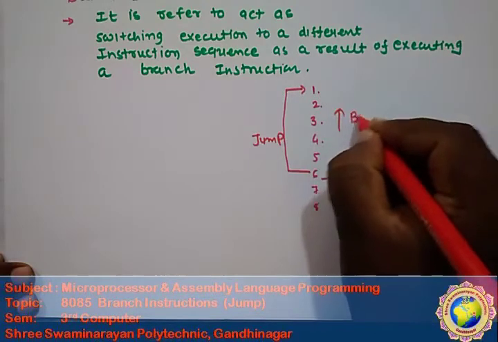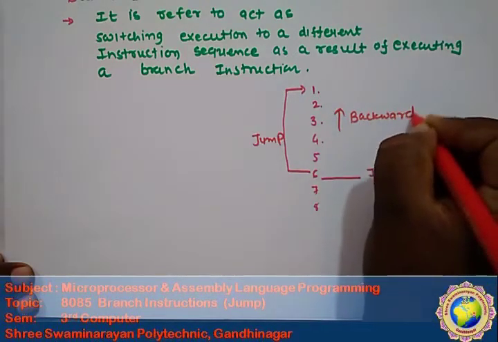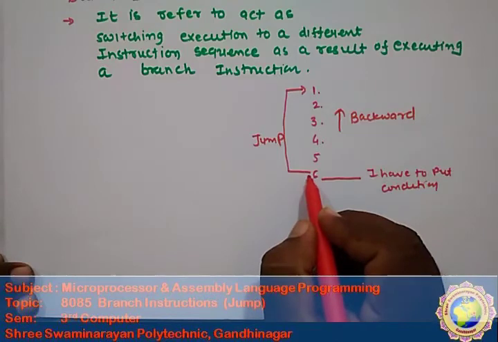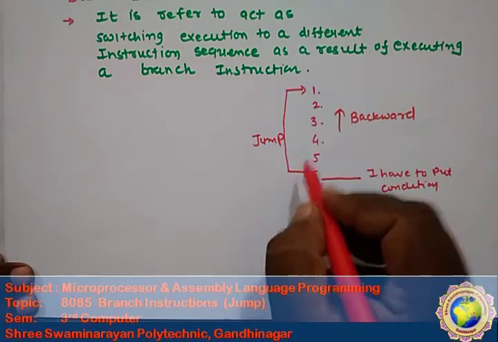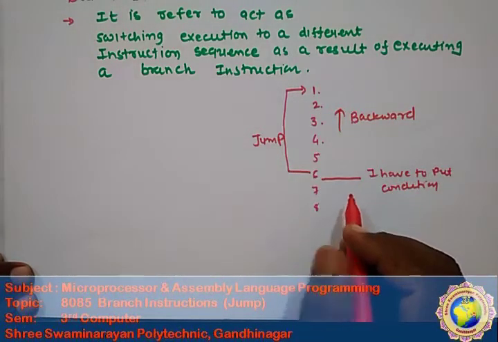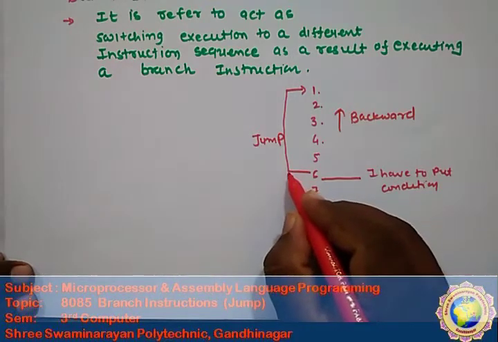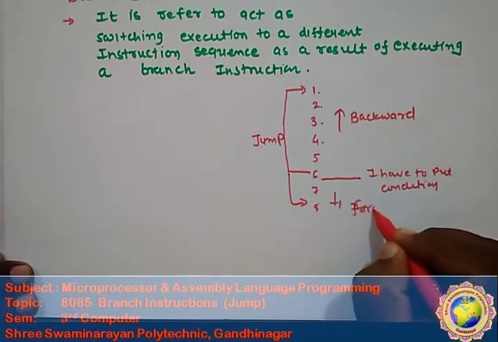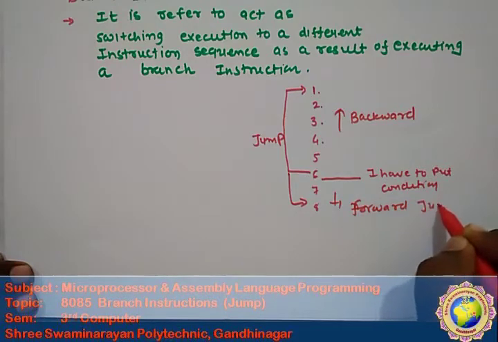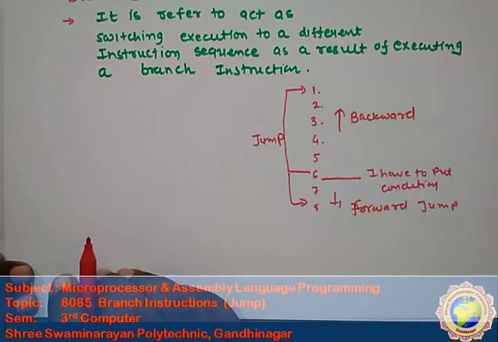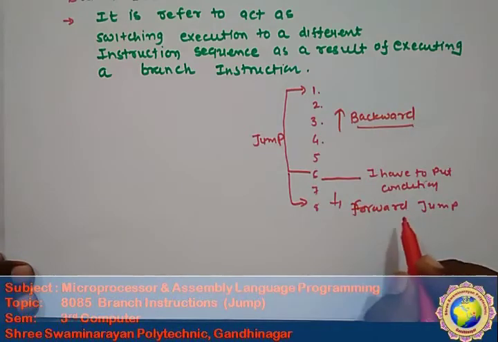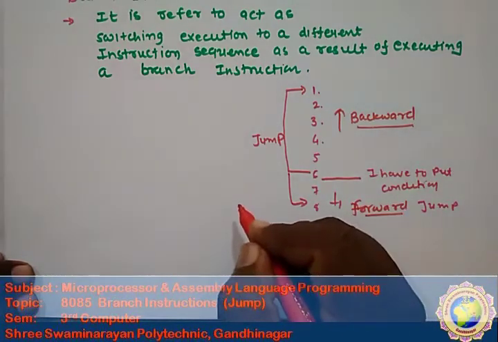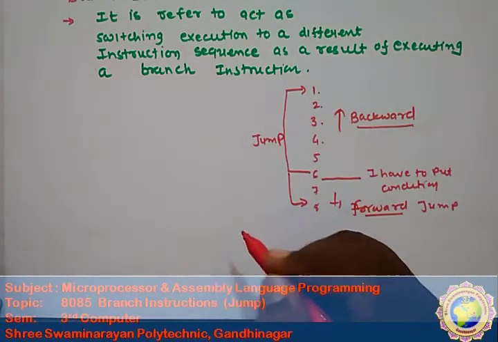There are two types of jumps. This is the backward jump: if the execution of the program goes to a previous instruction. If the execution goes to the next line, then it is known as a forward jump. So two types of jumps are introduced in branch instructions: one is the backward jump, another is the forward jump. This is known as a jump, and this is known as a branch instruction.